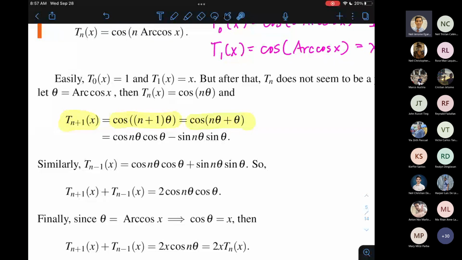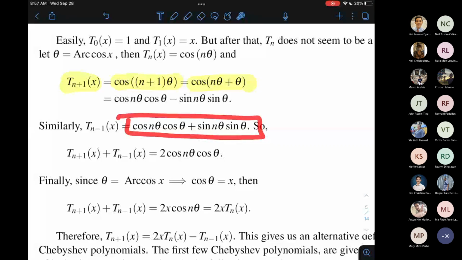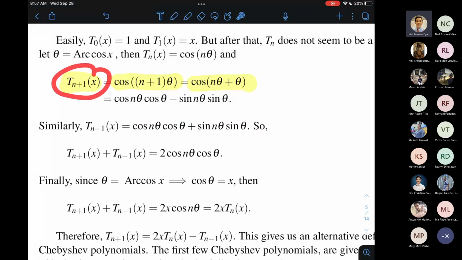Alright? Then we'll do the same thing for T sub n minus 1. So magkakaroon naman tayo ng cosine ng n minus 1 times theta. That will be cosine ng n theta minus theta. Alright? Tapos, trig identity uli, ito naman yung makukuha natin. And then what I'll do is I'll add T sub n plus 1 and T sub n minus 1. So that means this guy plus this guy. And their sum will be 2 cosine n theta cosine theta. Oh, by the way, I forgot to mention that I replaced arccosine x by theta. Sorry, naging excited. Nakalimutan ko yung letting statement na yun. Para mas madali yung manipulation. Alright? So we are now right here.